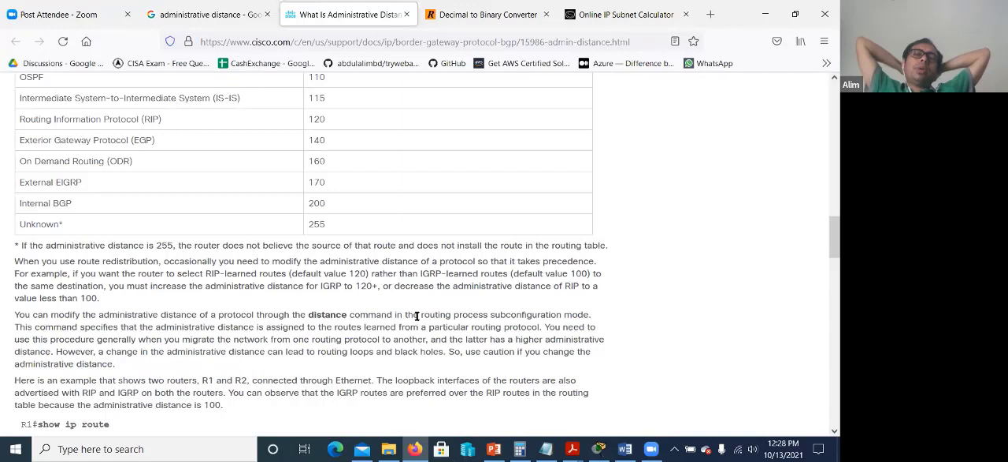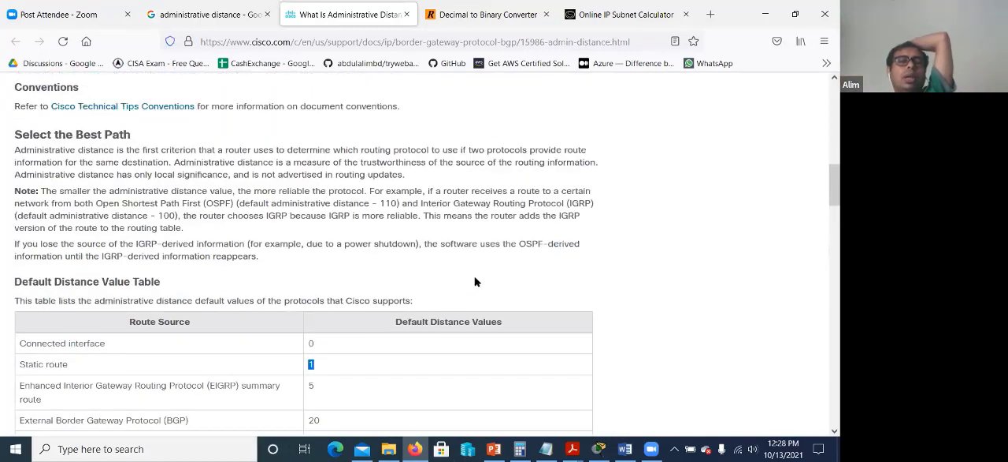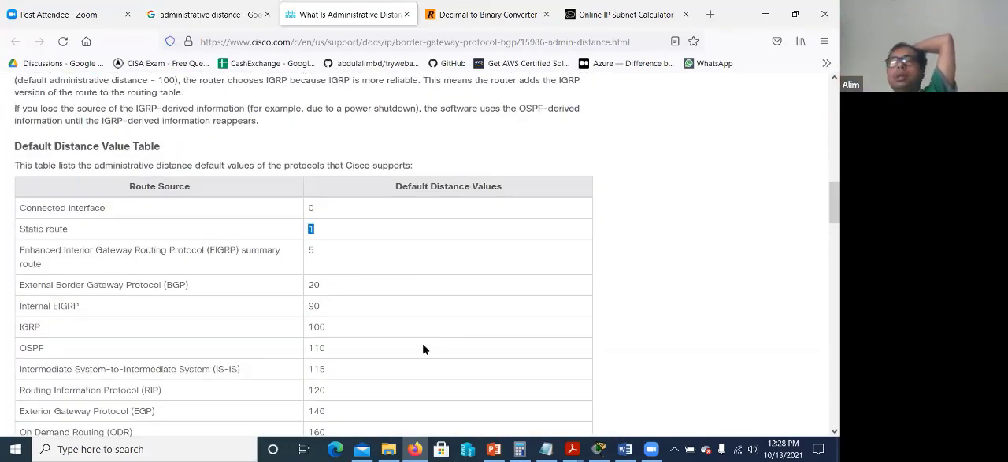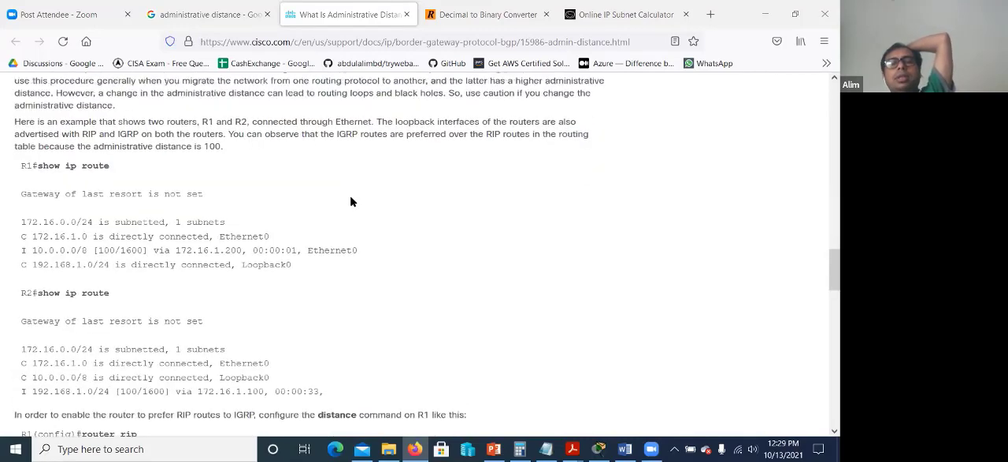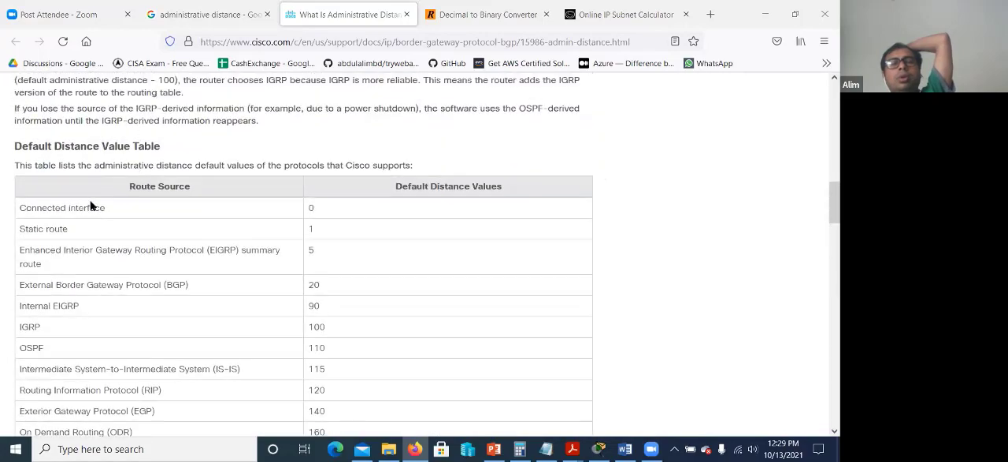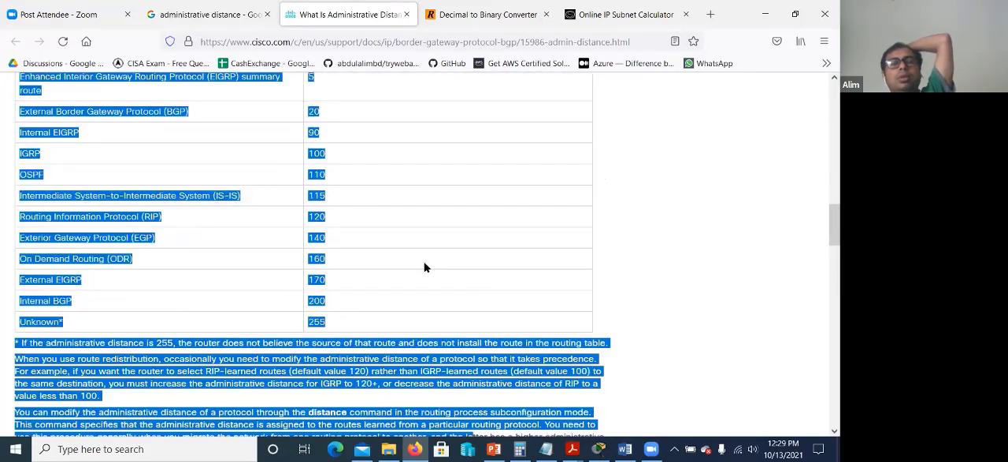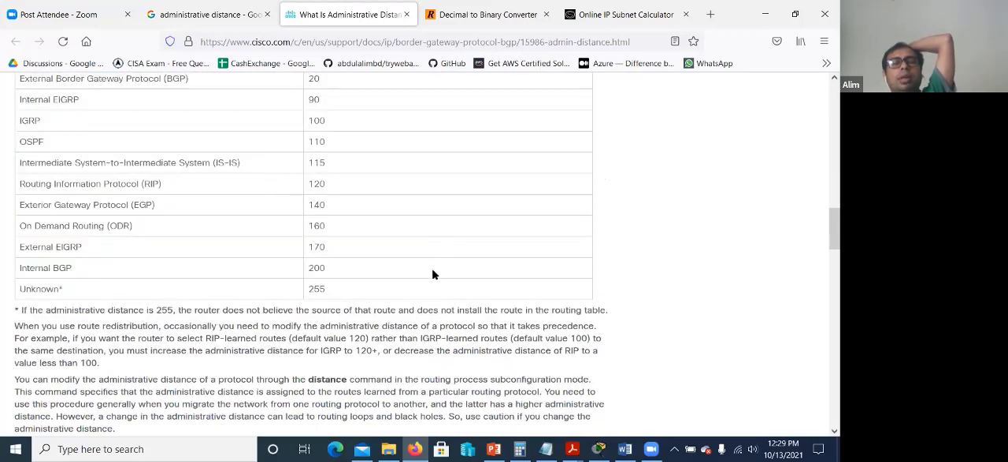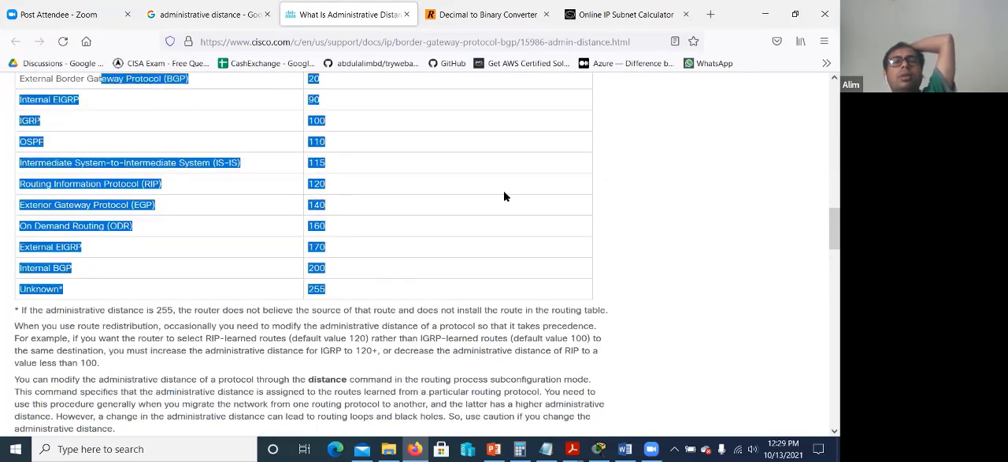But you cannot use 255, because if you use 255, it is treated as unknown. For example, you can use values from 1 to 10, just to make a difference between them. It is up to you, but the range is here. As a network engineer, you should always keep this at your disposal so that you can refer to it.